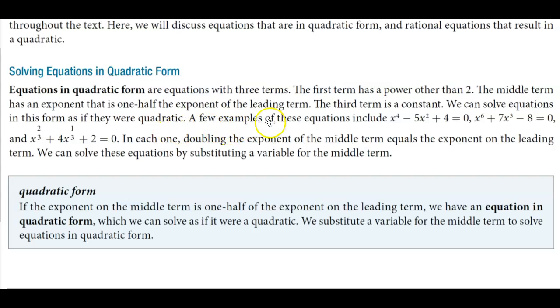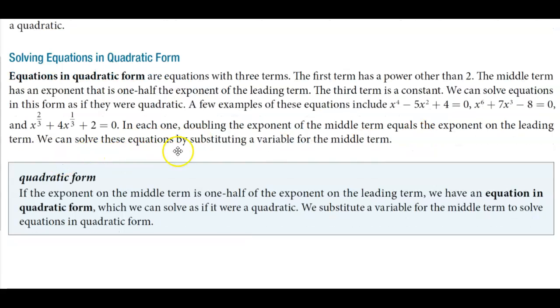A few examples of these equations include x to the 4th minus 5x squared plus 4 equals 0, x to the 6th plus 7x cubed minus 8 equals 0, and x to the 2/3 plus 4x to the 1/3 plus 2 equals 0. In each one, doubling the exponent of the middle term equals the exponent on the leading term. And we can solve these equations by substituting a variable for the middle term.